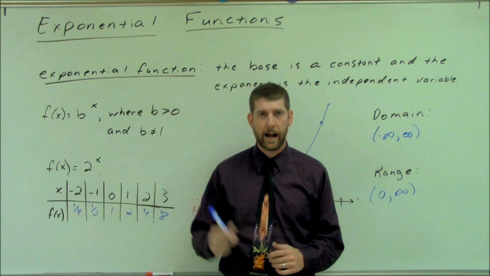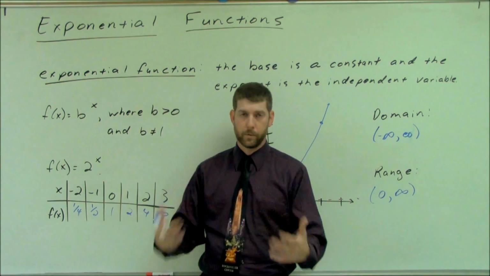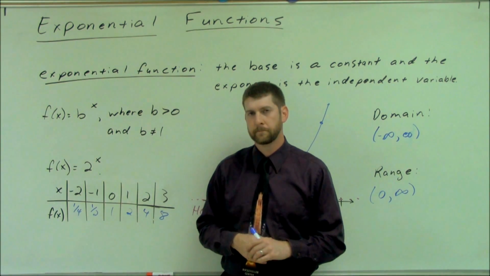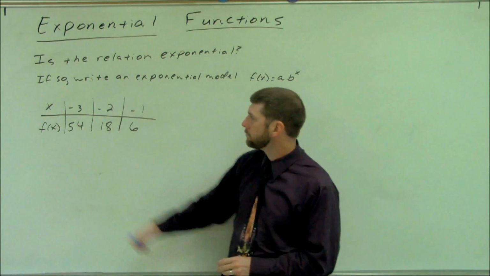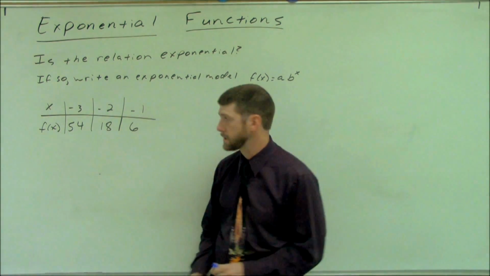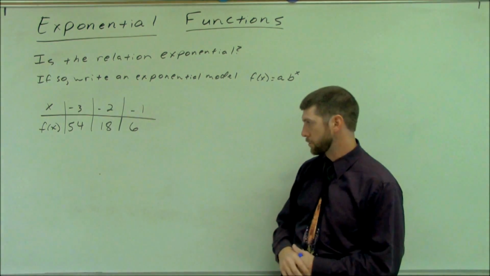Next, let's take a look at how we determine if a relation, if a group of points, actually is exponential or not. As you can see here, I've got this relation of -3 to 54, -2 to 18, and -1 to 6. And we want to determine, is it exponential? And if it is, we're going to write an exponential model for it.